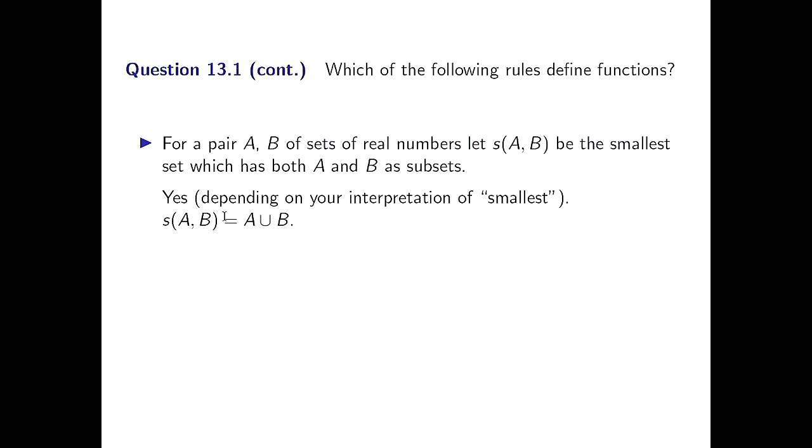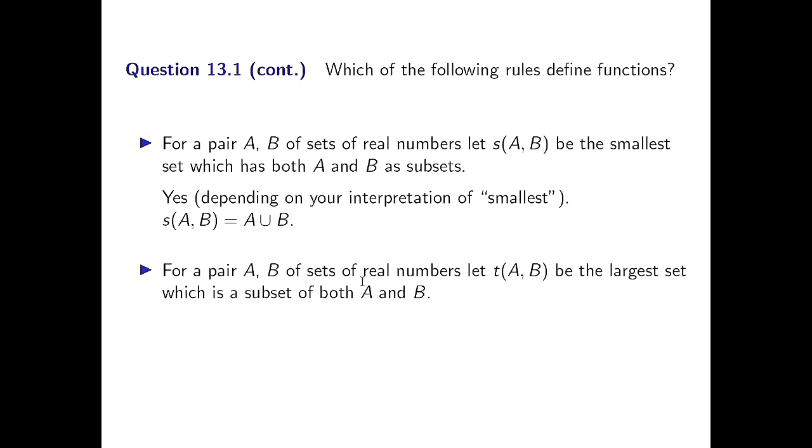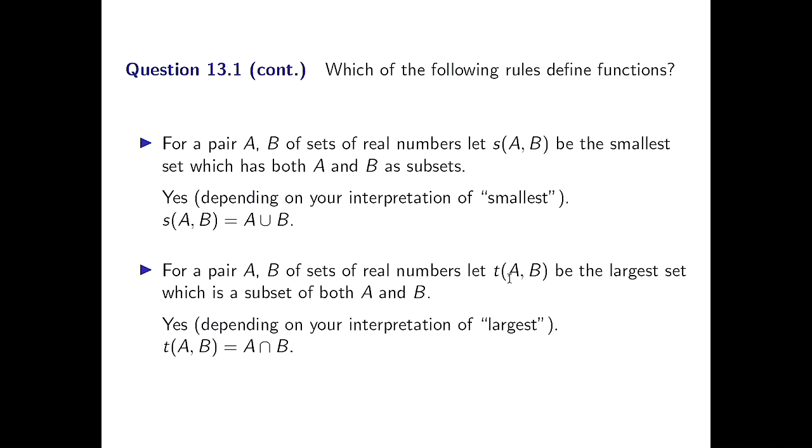So you feed in a pair of sets and the output is the union of the two. And similarly, this would be, I think, arguably the intersection of the pair of two sets, right? The largest set which is a subset of both A and B. Any set which is a subset of both A and B is going to be a subset of the intersection. So arguably the intersection is the largest of those. So slightly vague, but yeah. Again, part of the point being functions can be more complicated than just, you know, you feed in a number, you get out a number, right?